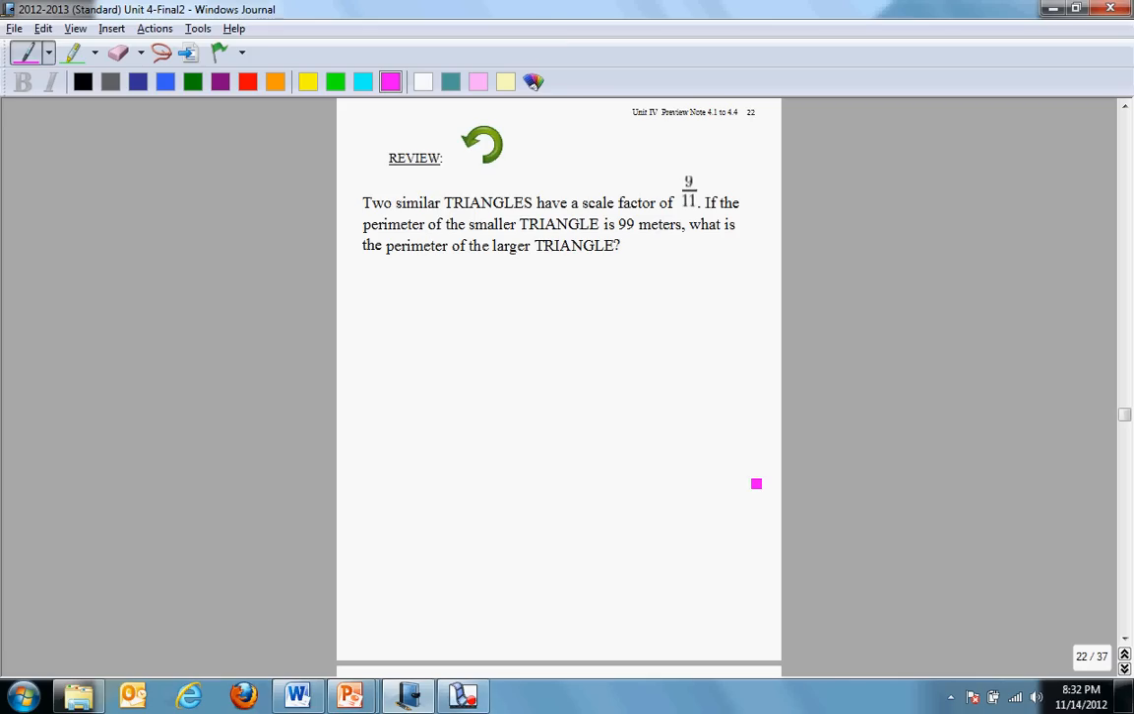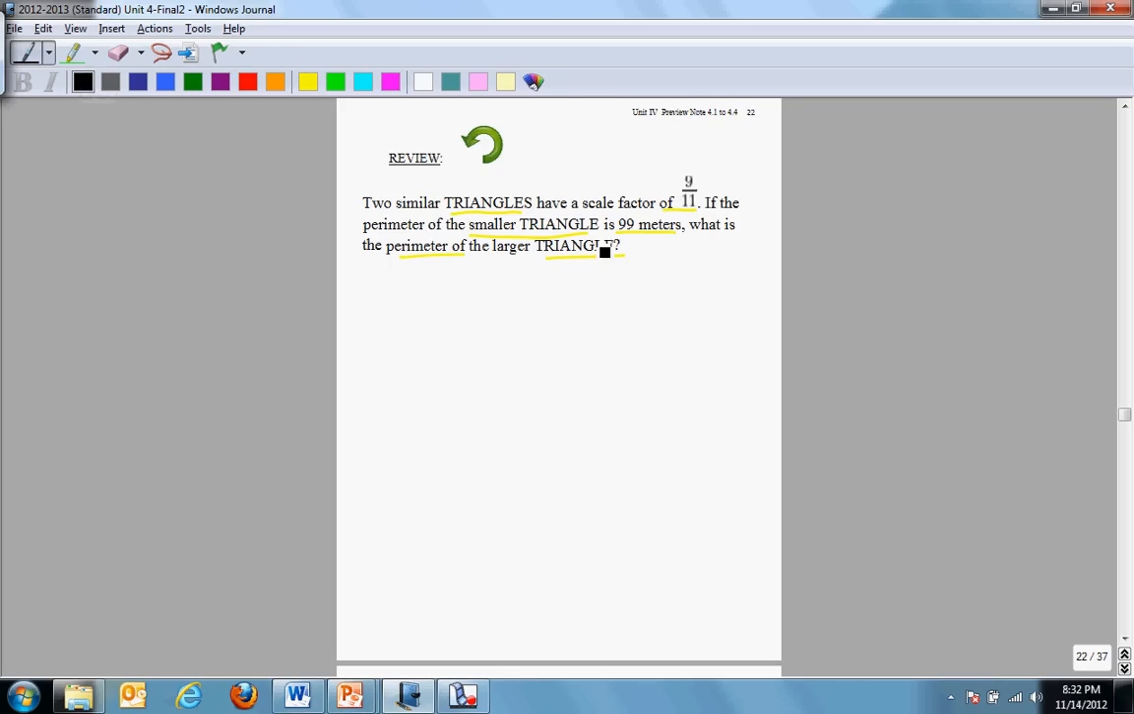Let's do a quick review of our previous class. This says that we have two similar triangles that have a scale factor of 9 to 11. If the perimeter of the smaller triangle is 99 meters, what is the perimeter of the larger triangle?